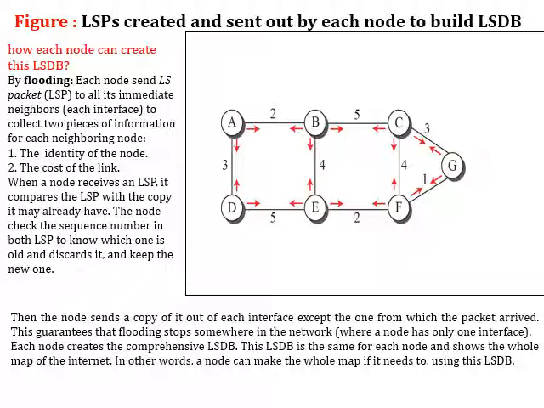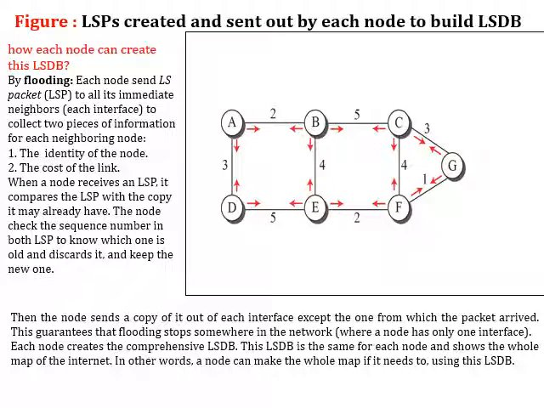Then the node sends a copy of it out of each interface except the one from which the packet arrived. From whichever node we are receiving that packet, leaving that node, on the remaining interfaces we are forwarding it. We are sending that link state packet to update my neighbors. This guarantees that the flooding stops somewhere in the network, where a node has only one interface.